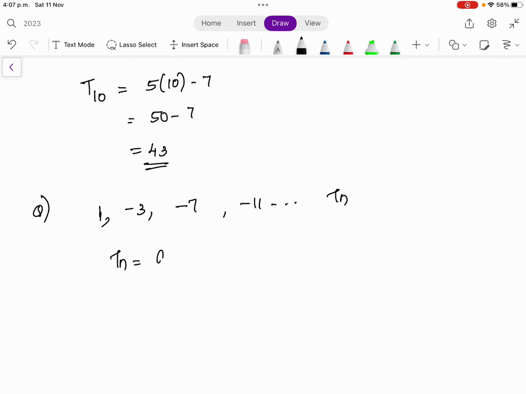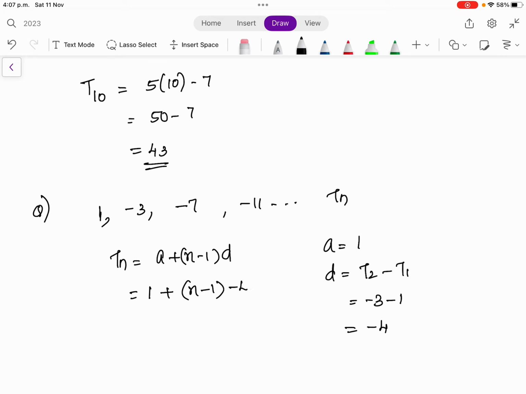So Tn is equal to a plus (n minus 1) into d, and a is equal to 1 here. d is equal to t2 minus t1, which is equal to minus 3 minus 1, which is equal to minus 4. So Tn is equal to 1 plus (n minus 1) into minus 4, that is equal to 1 minus 4n plus 4, that is equal to 5 minus 4n.